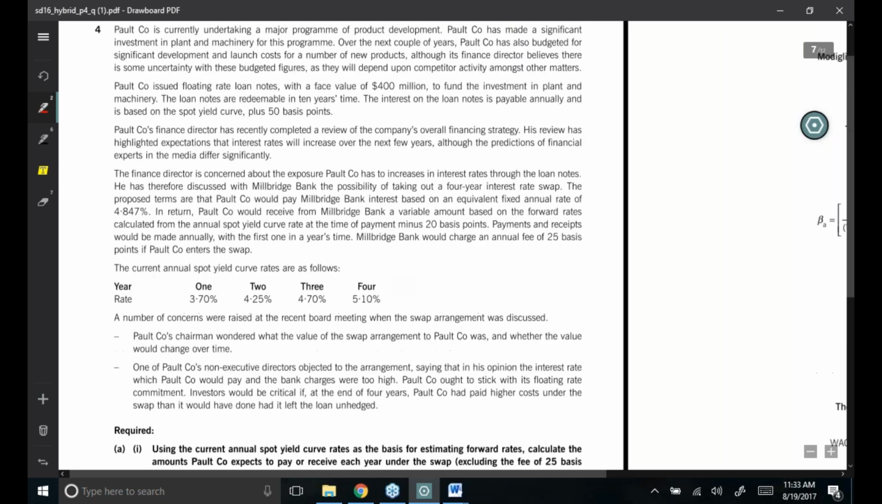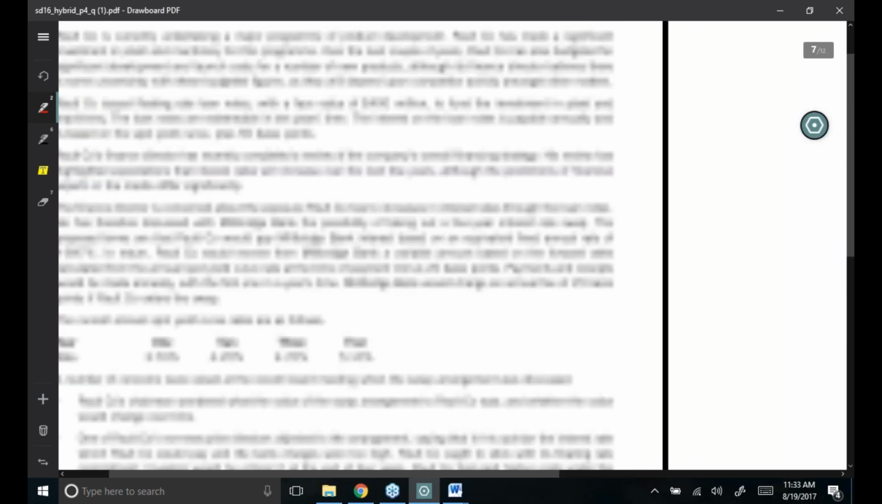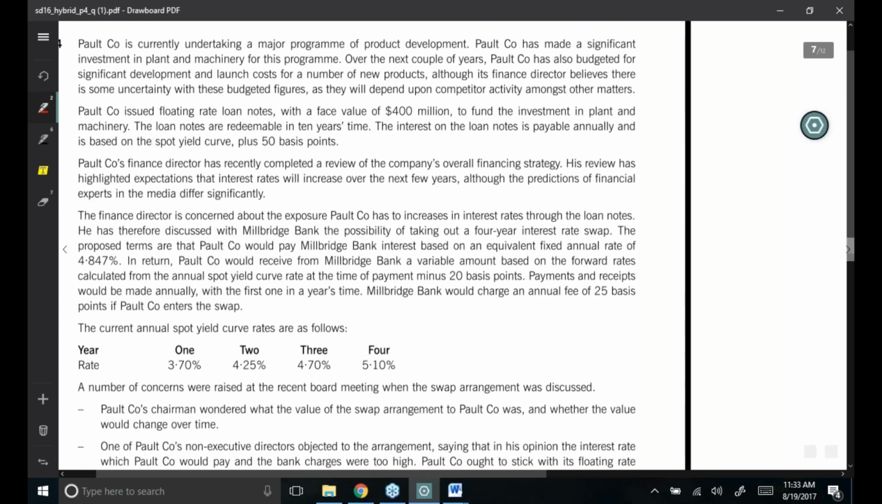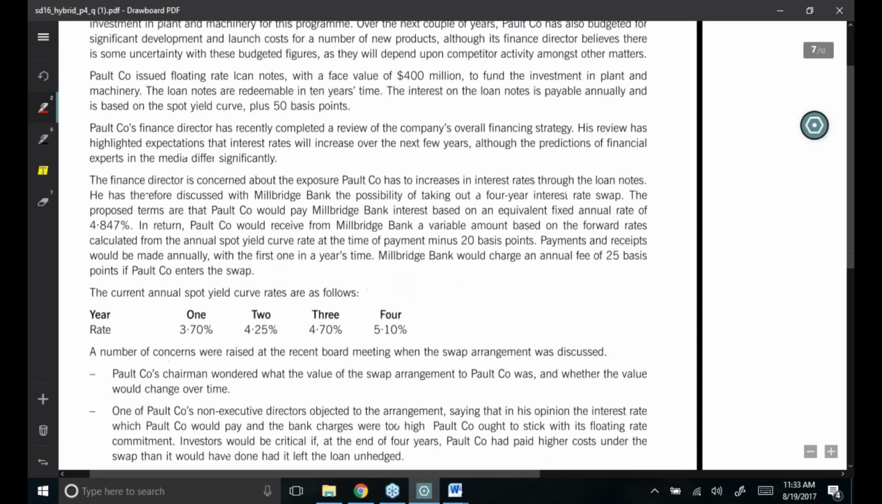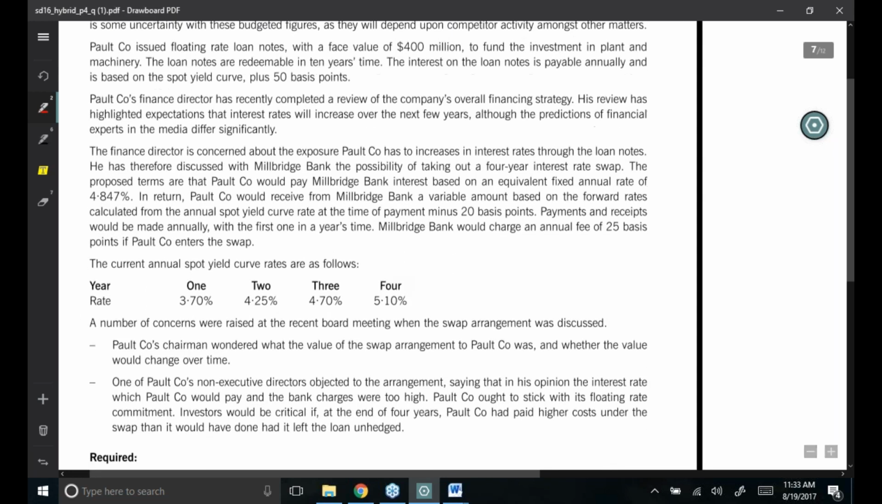Let's read the question. The company is currently undertaking a major program of product development. The company has made a significant investment in plant and machinery for this program. Over the next couple of years, the company has also budgeted for significant development and launch costs for a number of new products. So nothing relevant in the first paragraph. Move to the second paragraph.